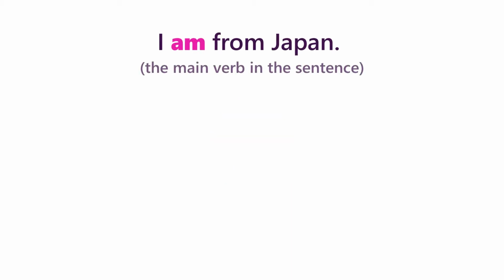As a reminder, the verb to be in the simple present tense does not follow a pattern and must be learned by heart, often referred to as an irregular verb. It can be used as the main verb in a sentence. For example, I am from Japan.